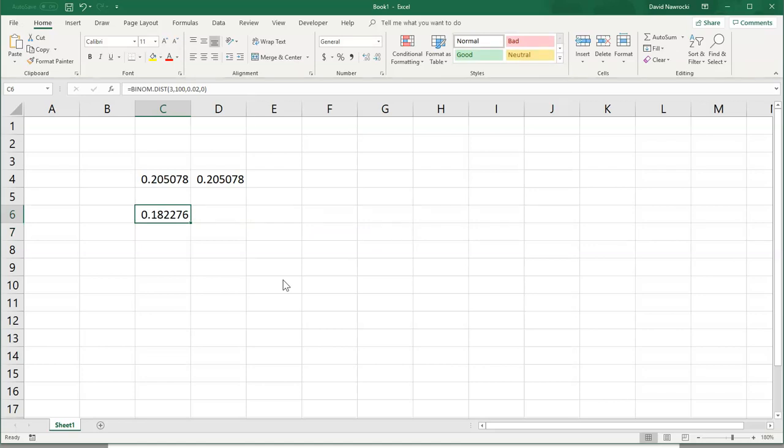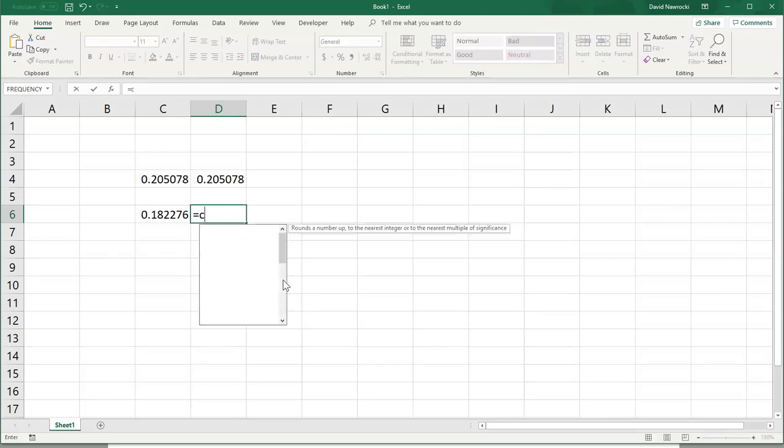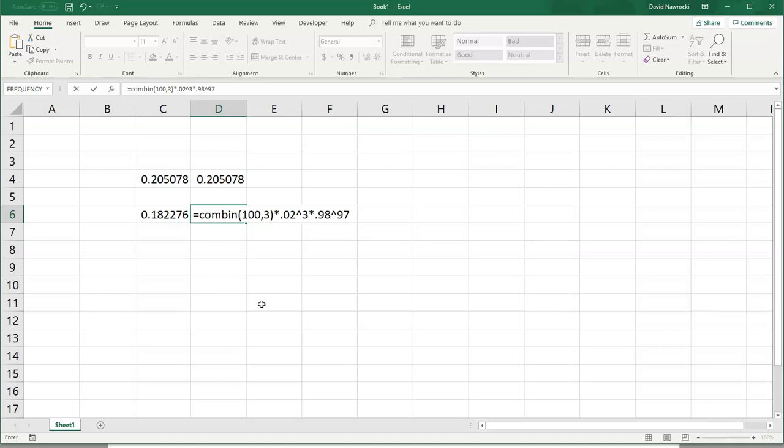And that's our answer. And remember, you would get the exact same thing if you type that formula out by hand using the COMBIN function first. 100, 3, p to the x power, which was 3 in this case, times 0.98 raised to the 97th power. And you see we get the same thing.